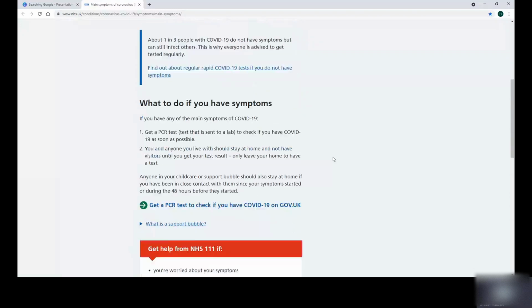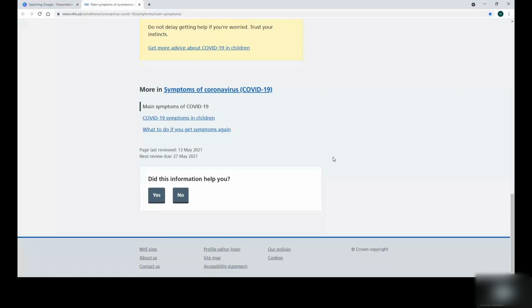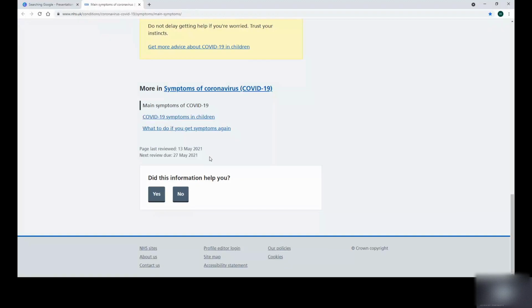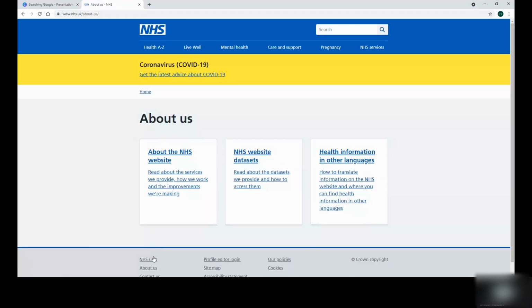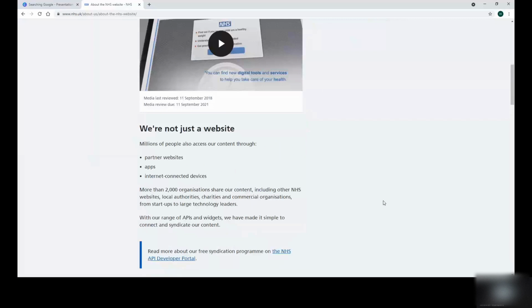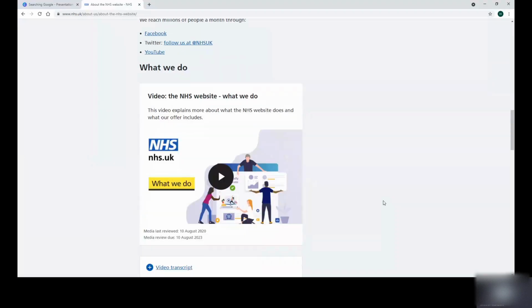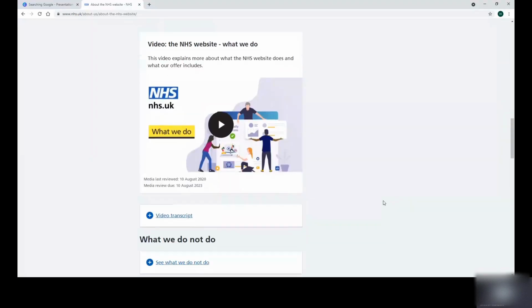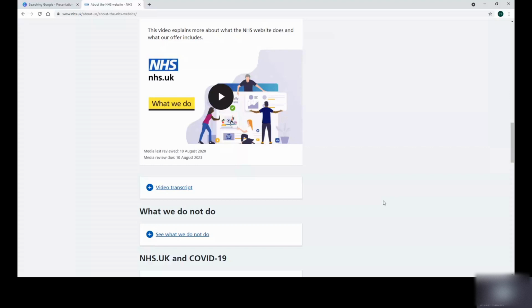If we scroll down the page, we can see here when it was last reviewed and when the next review is due. At the bottom of the page here, we can see an About Us section, and we also have a way to contact them. If we take a look at the About Us section, we can find information here called What We Do and What We Do Not Do. So this indicates to us what the purpose of the website is.